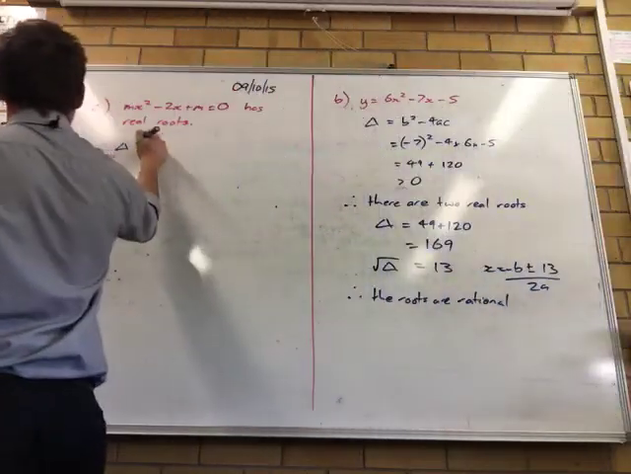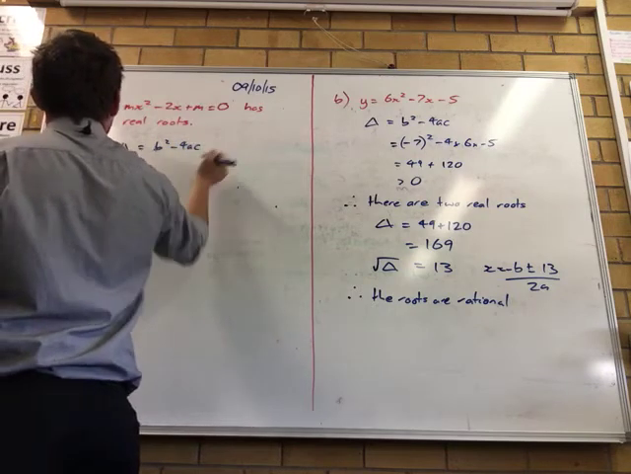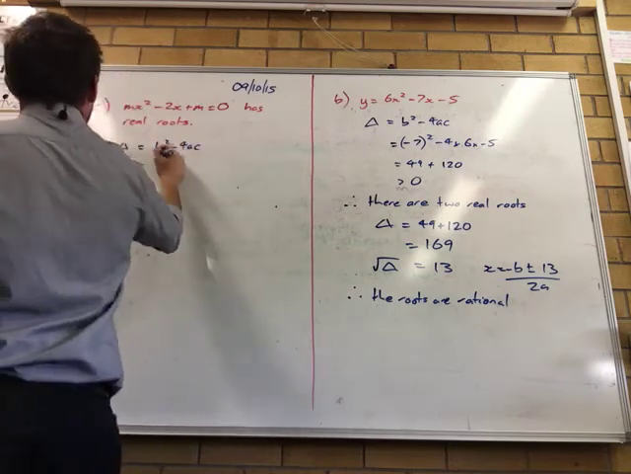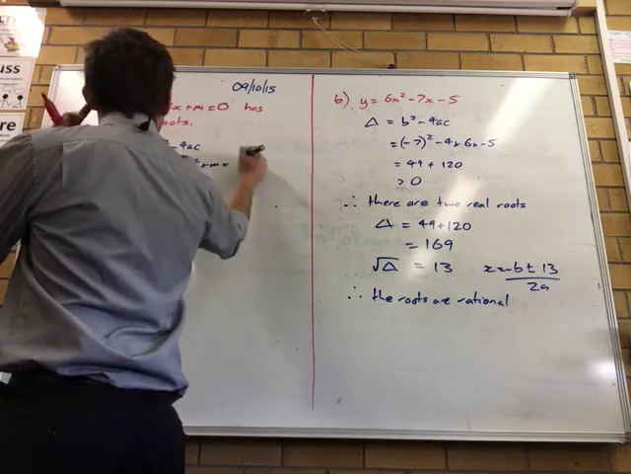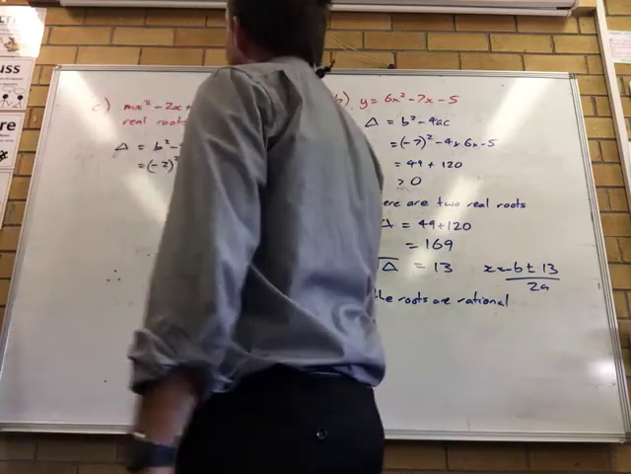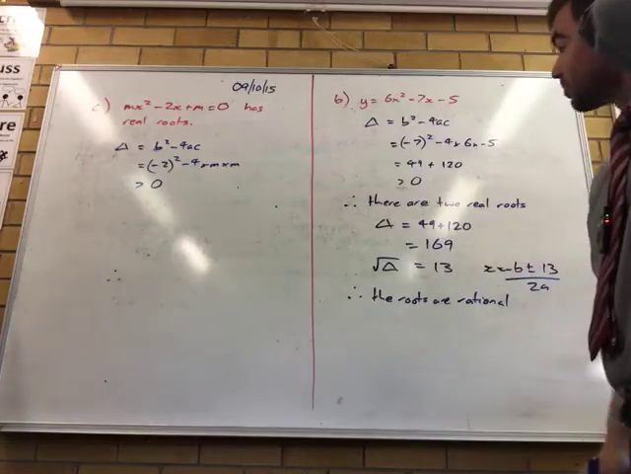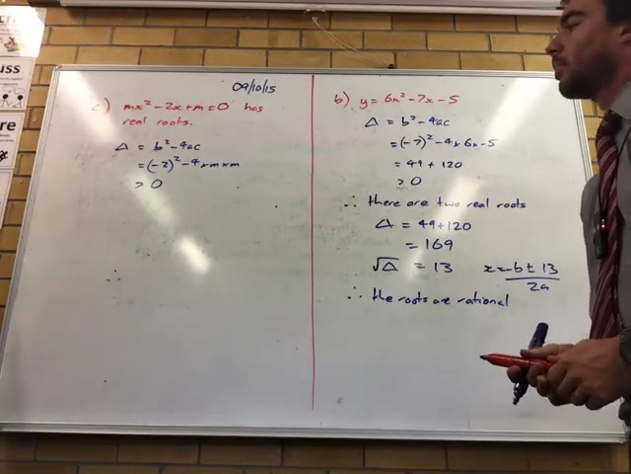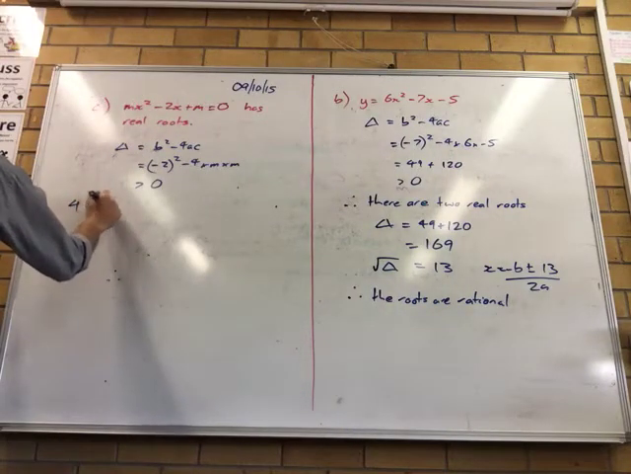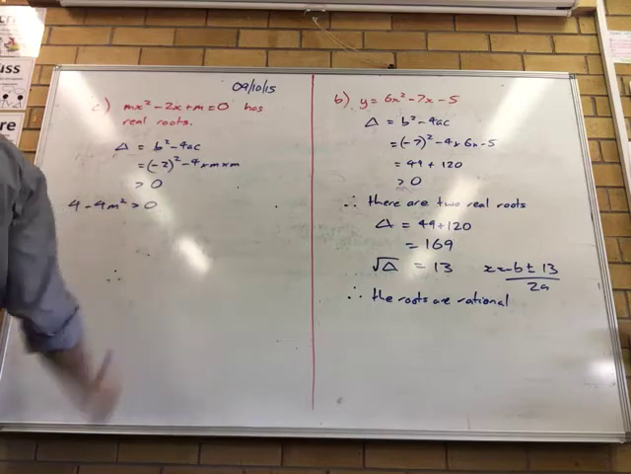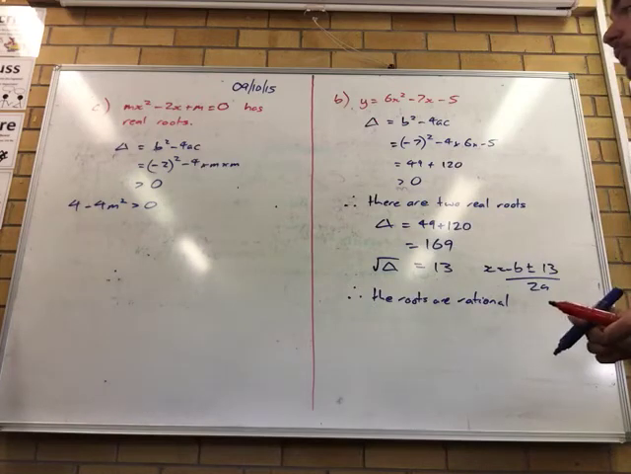Alright, so discriminant equals b squared minus 4ac. So negative 2 all squared minus 4 times m, and we need that part greater than 0. So, 4 minus 4m squared has to be greater than 0. Tidying that up, and solve for m.